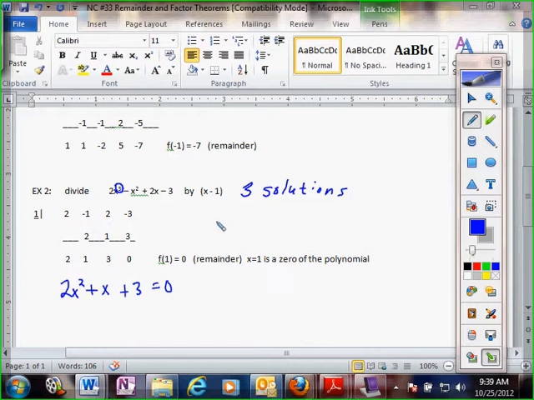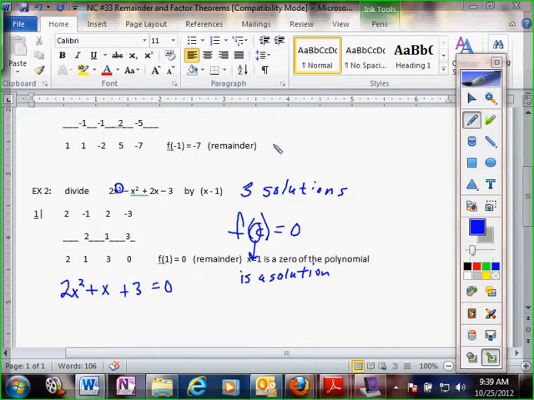Okay? And if you use f of that number, that can also tell you the remainder too. And if that remainder is 0, then c, if I do f of c, and if this is equal to 0, then c is a solution. Those are the main two things you need to take away from note card 33.